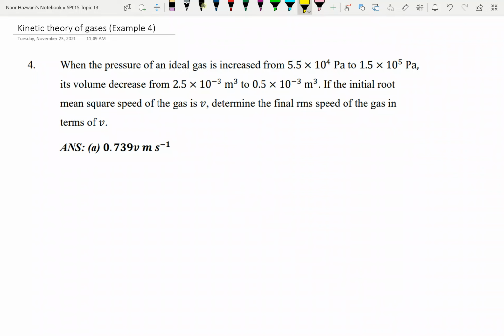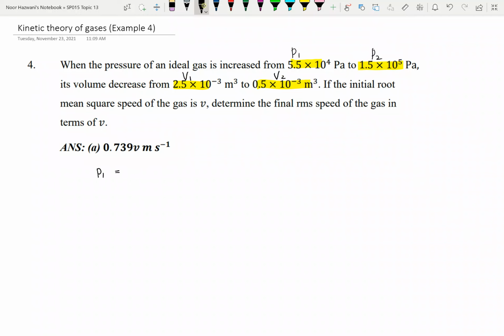Assalamualaikum and welcome back. Proceed our discussion on example number 4. The question is, when the pressure of an ideal gas is increased from 5.5 times 10 power of 4 to 1.5 times 10 power of 5, its volume decreased from 2.5 times 10 power of negative 3 to 0.5 times 10 power of negative 3. So, kita list upkan dulu apa yang diberi dekat dalam soalan. So, basically, this one is P1. This one is P2, this one is volume 1, and this one is volume 2. So, kita list up lah.